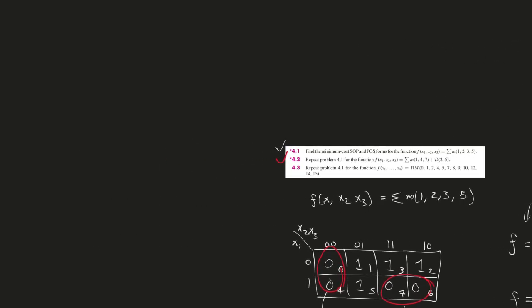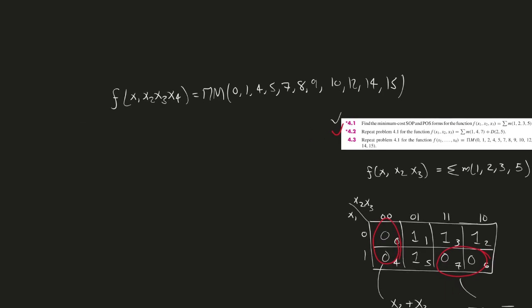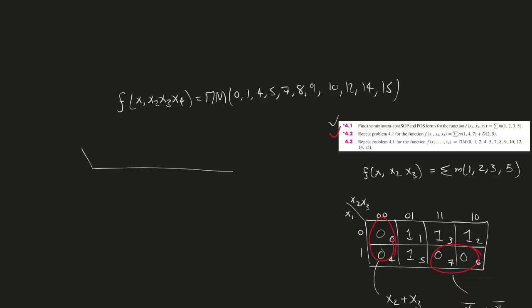The last one is a really long one. So we have this 4 input K-map, and the pi symbol represents a product of sums. Okay, so since we have a 4 input, we need a 4 input K-map. So we have x1, x2, x3, x4. So it's going to look something like this.